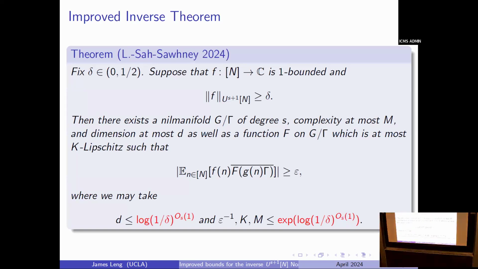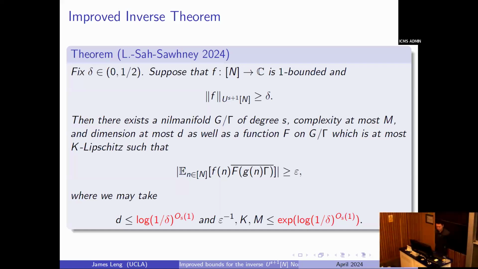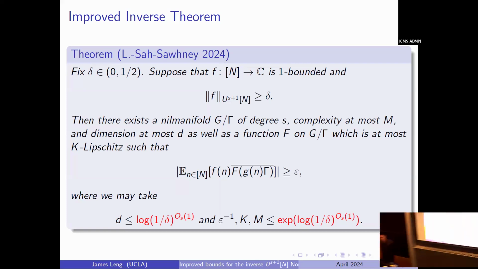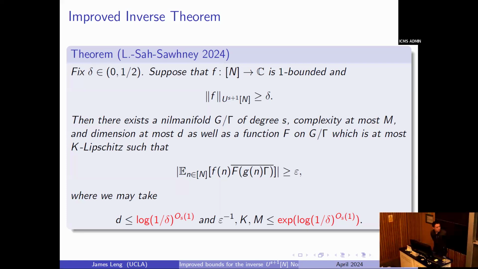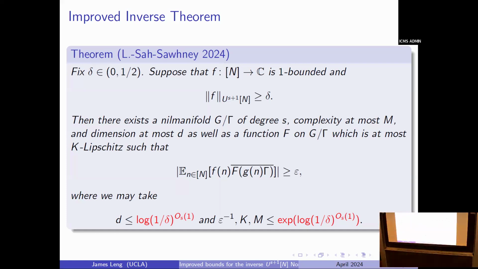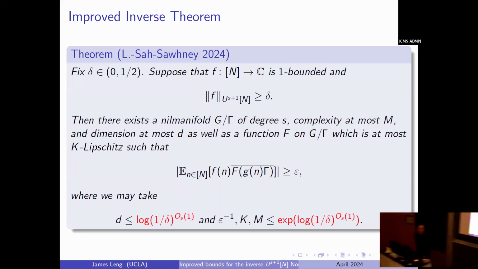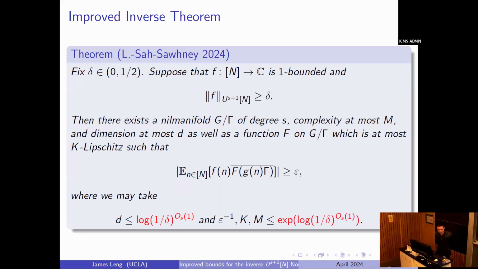So what we have done is we have improved all these bounds. So what we could do is we could take the dimension bound to be log of 1 over delta to the power, and all the other bounds to be the correlation bound, the Lipschitz bound, complexity bound of nilmanifolds, which I won't really define any of these terms in this talk.